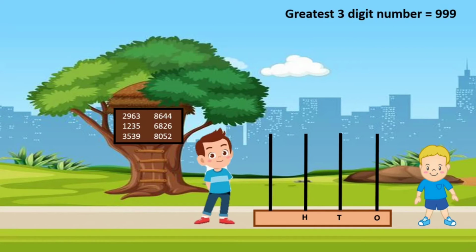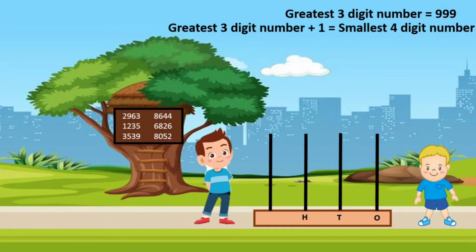And similarly, the greatest three-digit number is 999. And if we add 1 to it, we will get the smallest four-digit number. But Sam, to place a four-digit number on an abacus, we need names for 4 spikes. Yes, Tom. The fourth spike from the right represents thousands, which is another place in our place value system. So the smallest four-digit number is 1000.